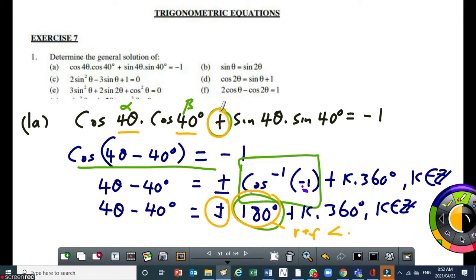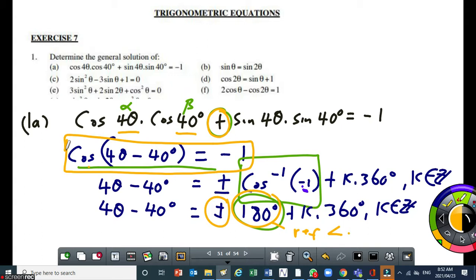Okay? Remember, for cos, if there's a plus between the expressions after the expansion, then in the original one, before expansion, you must have a minus between the angles. So this becomes cos(4 theta minus 40 degrees) is equal to -1. Alright? Then this trig equation here is a grade 10 trig equation.